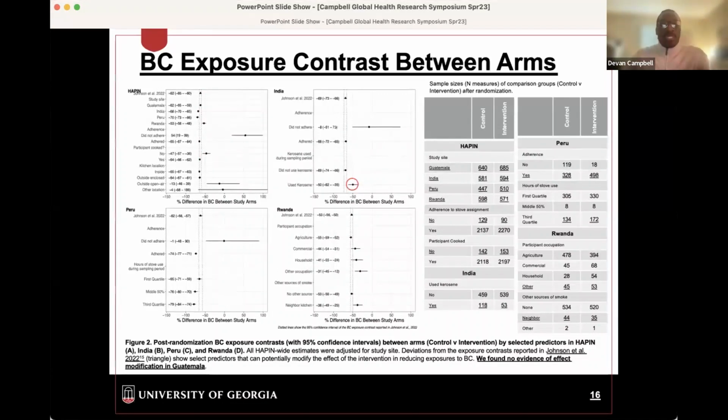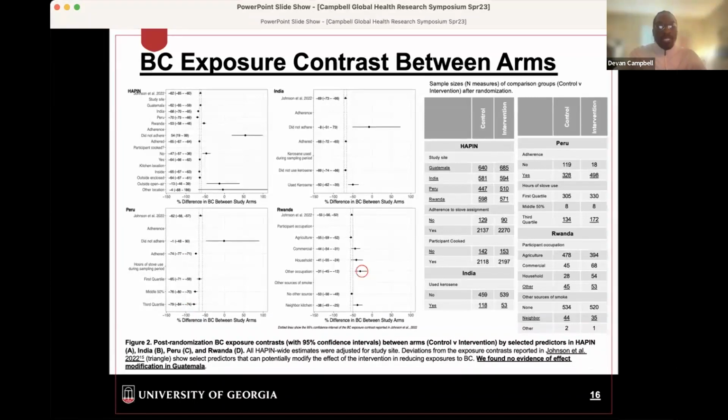In India, we see that the contrast between the treatment arms was attenuated for those that used kerosene during the 24-hour sampling period. In Peru, however, we see that the contrast was actually enhanced for those that did adhere to the study stove assignment, as well as those that used their stoves for longer periods of time, as we can see from the first, middle, up to the third quartile.